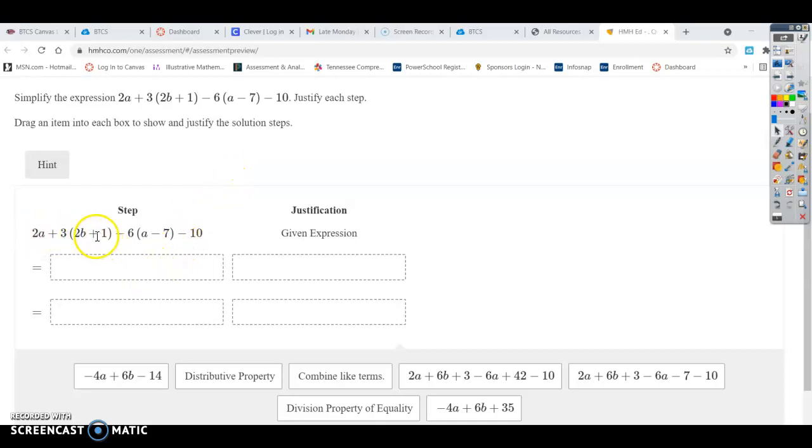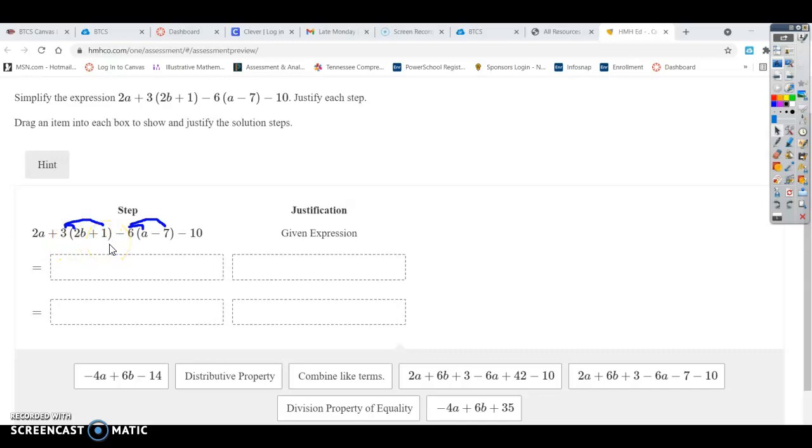Alright, so here we have an expression. So the first thing we're going to do is distribute. If you remember, distributive property tells us to multiply the number in front of the parentheses by both numbers inside the parentheses. So we're going to multiply each of these in order to get the next expression. All right, so we've got 2a, that stays the same for now, plus 3 times 2b is 6b. Plus 3. So remember 3 times 1 is 3. Make sure you multiply the 3 by everything inside the parentheses.